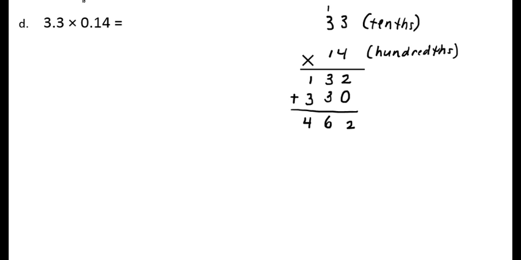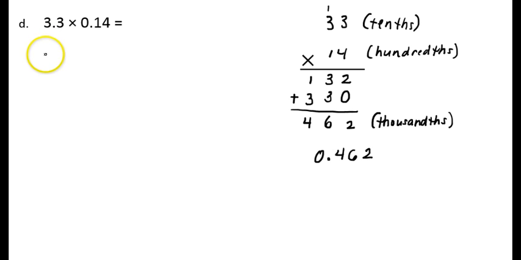But now I have to look at my place value units here. I'm taking tenths times hundredths. Well, tenths times hundredths would give me thousandths. That means my answer needs to land in the thousandths place, which is the third place to the right of the decimal point. So my final answer will be 462 thousandths.